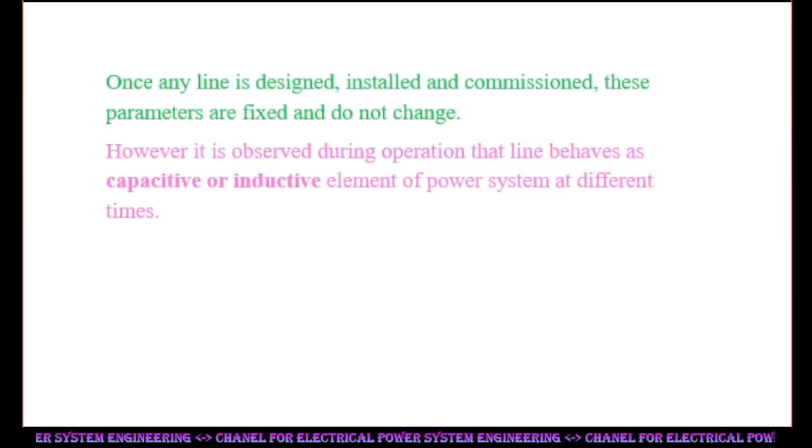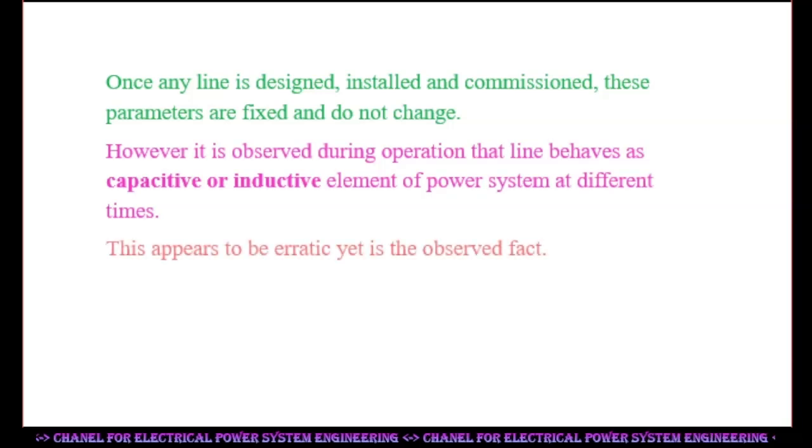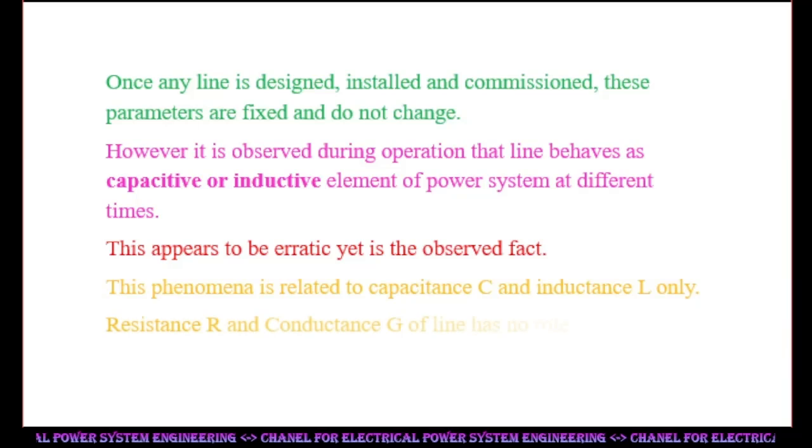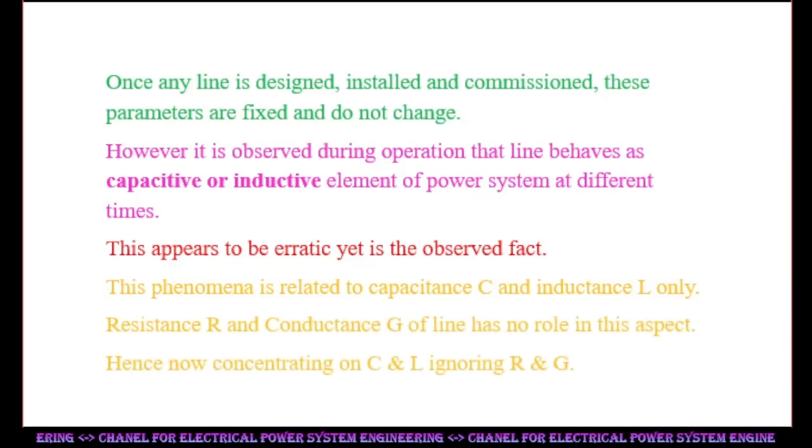Once any line is designed, installed and commissioned, these parameters are fixed and do not change. However, it is observed that the line behaves as a capacitive or inductive element of the power system at different times. This appears to be erratic, yet it is the observed fact. This phenomenon concerns capacitance C and inductance L of the line. Resistance R and conductance G of the line have no influence in the matter. Therefore, the role of capacitance and inductance of the line is analyzed.